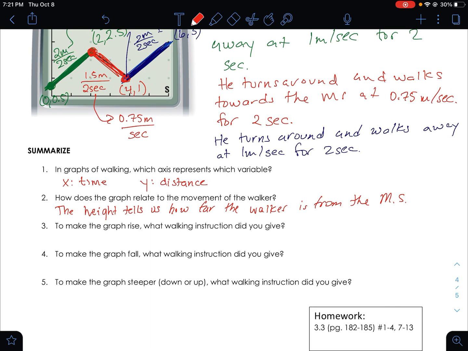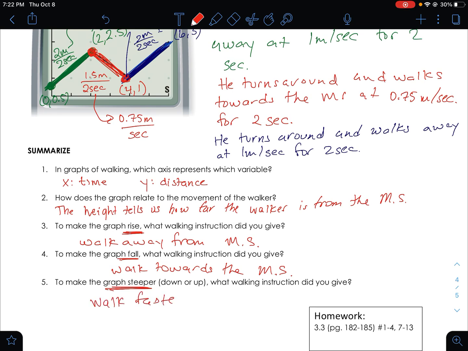Next, it says to make the graph rise, what walking instructions did you give? To make it rise, we said walk away from motion sensor. To make it fall, walk towards the motion sensor. And then finally, to make the graph steeper, we would tell that person to walk faster. If we want to make the graph less steep, we would tell them to walk slower.